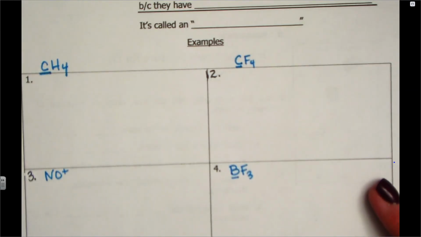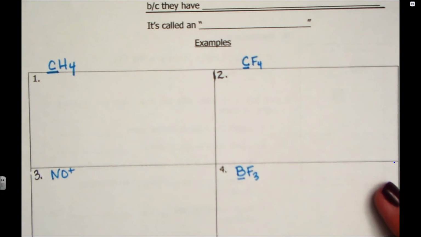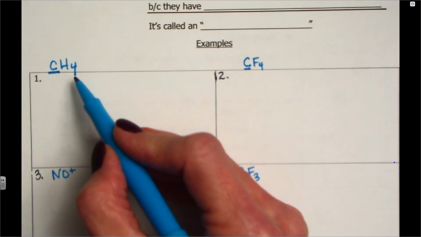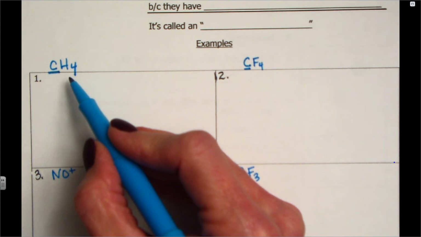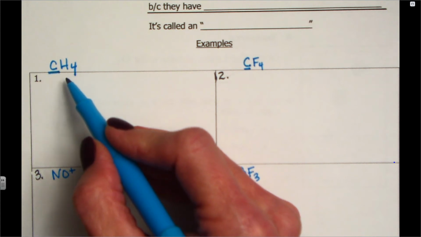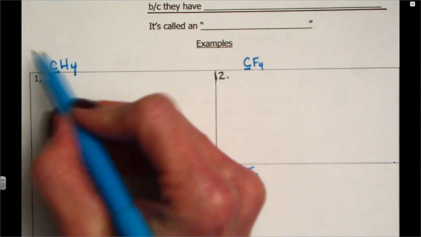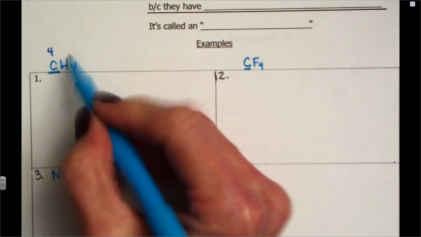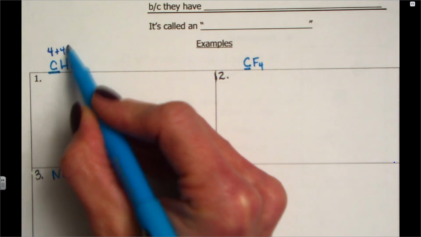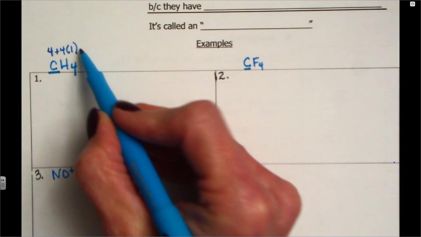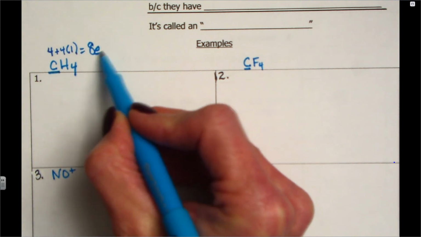And so let's start with CH4. This is our first example. So let's add up our valence electrons. Again, have your periodic table out so that you can follow along. Carbon is in group 4A, so it has 4 valence electrons. There's 4 hydrogens, and they have 1 valence electron apiece. So that's going to give you a total of 8 valence electrons.